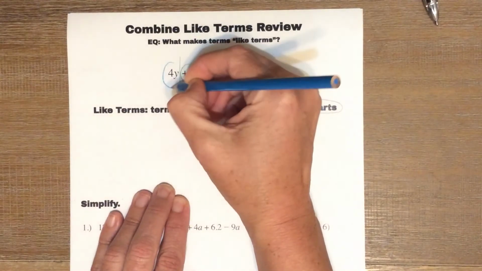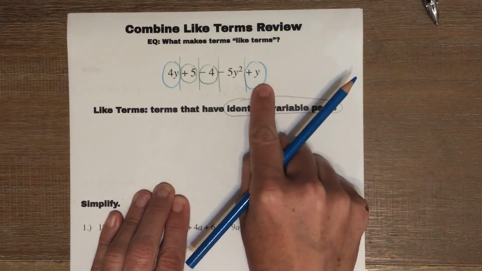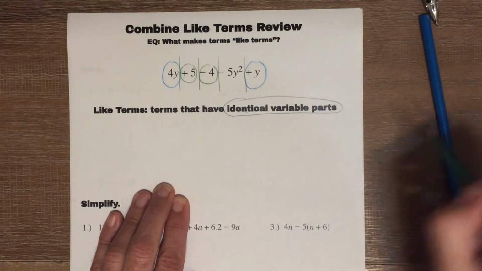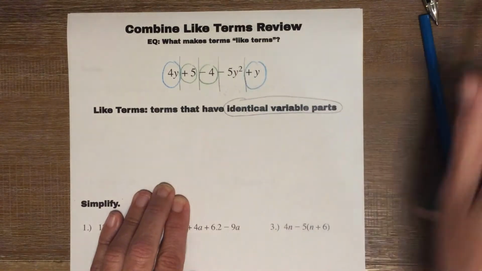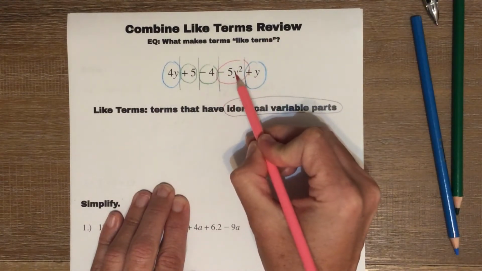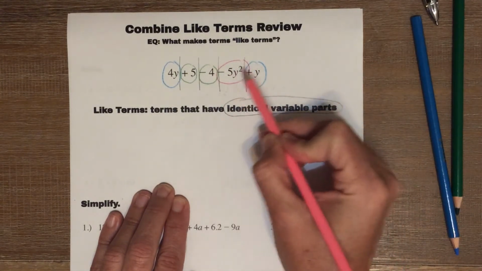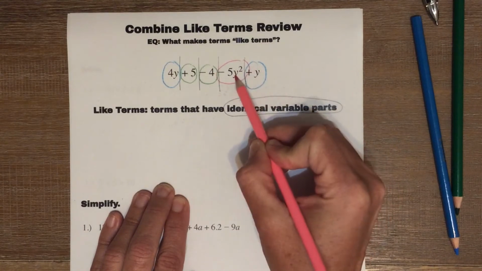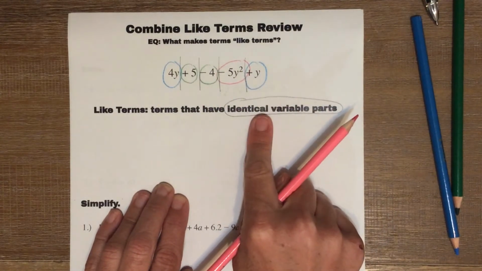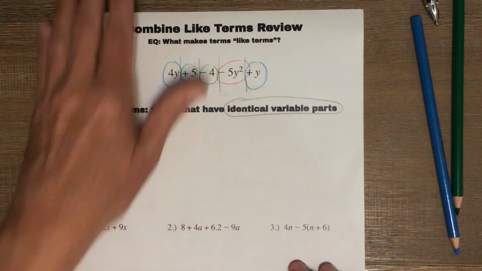Therefore, those two terms have identical variable parts, which means they are like terms. The 4y and y are like terms. They both are y to the first power. We don't have to write that. And then we have this last one here, negative 5y squared. I know these both have y's, but this is y squared and this is y, so this doesn't make it similar to these. So like terms have identical variable parts, and when they do, you can combine them to simplify.